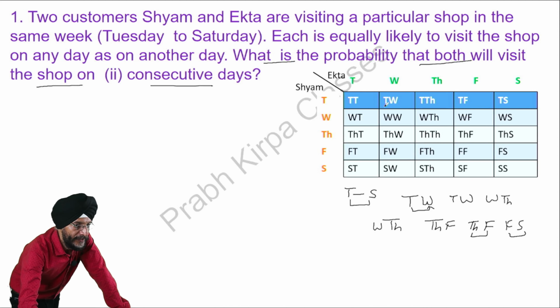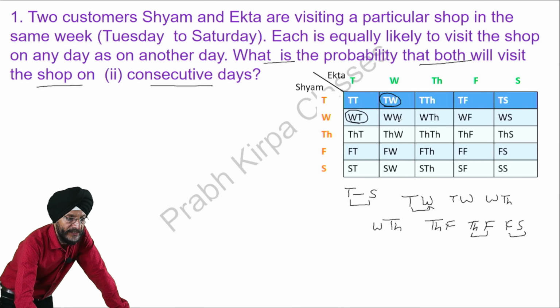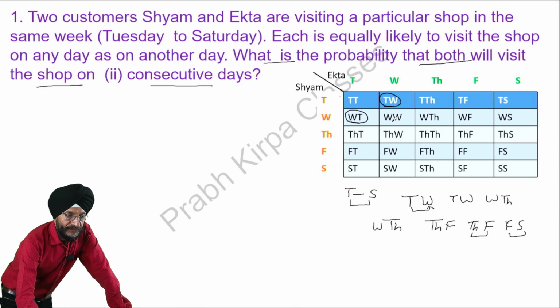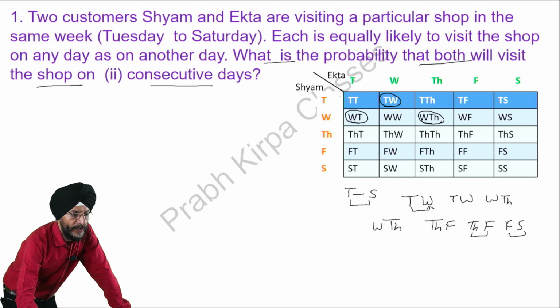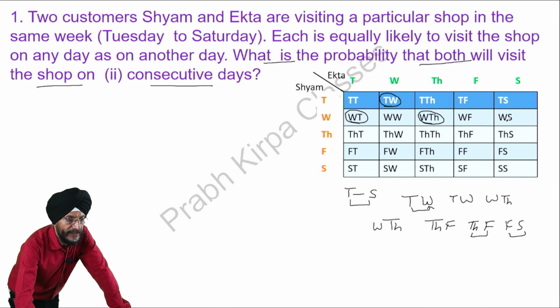So here we find out that Tuesday, Wednesday, there is no gap. Wednesday, Tuesday, or Tuesday, Wednesday, it is one and the same thing. Then Wednesday, Wednesday, these are the same days. Wednesday is followed by Thursday. These are also consecutive days. Next, Wednesday, Friday, there is a gap of Thursday.